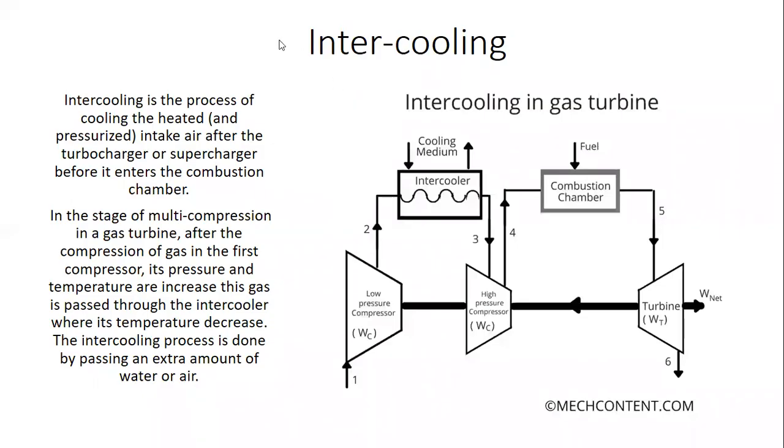In the stage of multi-compression in a gas turbine, after the compression of gas in the first compressor, its pressure and temperature are increased. This gas now passes through the intercooler where the temperature decreases. The intercooling process is done by passing an extra amount of water or air.